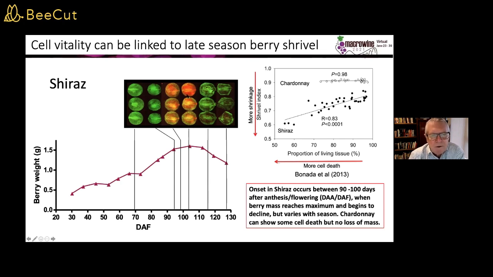And this is just showing you also the shriveling that's occurring later on after this maximum weight has occurred. So generally, we find that this onset of cell death occurs pretty near to the maximum weight of the berry. So you get this in Shiraz around 100 days post-flowering. This is another example of plotting this shrivel index as a function of living tissue, showing the effect on Shiraz, and also exemplifying the big difference with Chardonnay. So Chardonnay can show a little bit of cell death, but it doesn't show the shrivel.